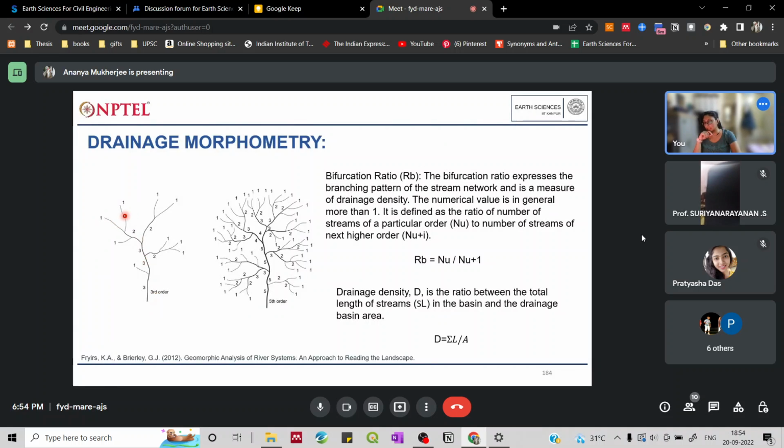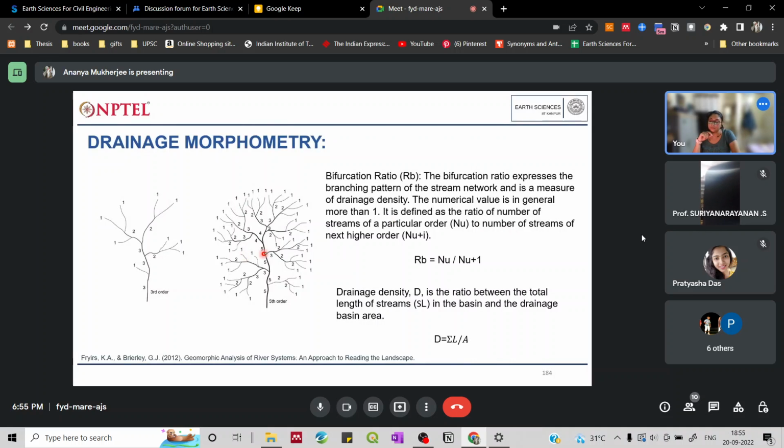So you can see that there is first 1 and 2 and 3. So this is a third order river system or drainage system. Over here you can see that there are numerous smallest order streams, and then where they join together and form a bigger stream, that is the next higher order, that is second, then there is third, then fourth, and fifth is the main river channel. So this is a fifth order drainage pattern.